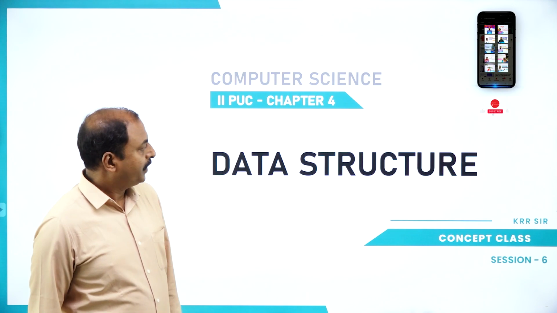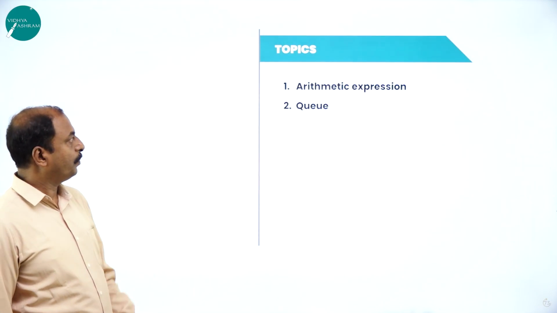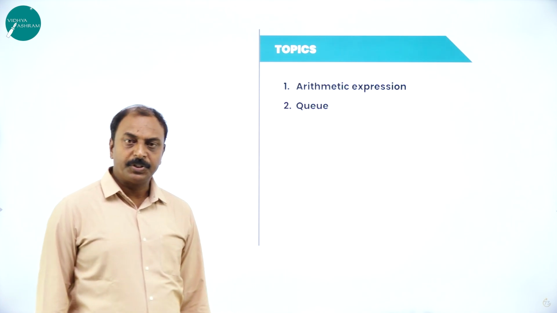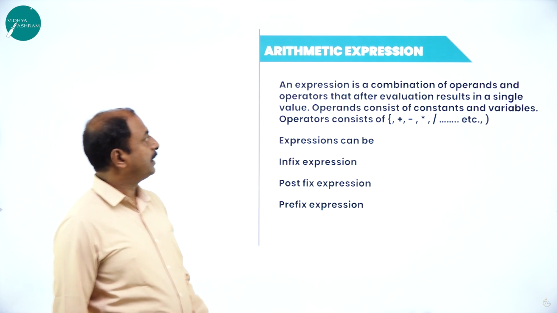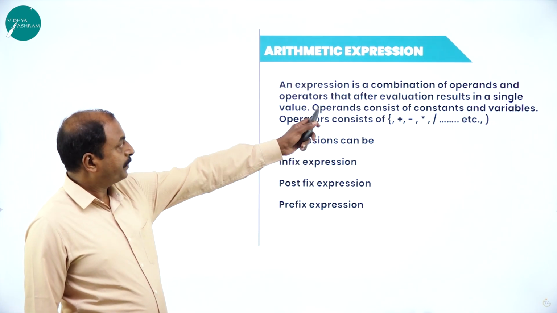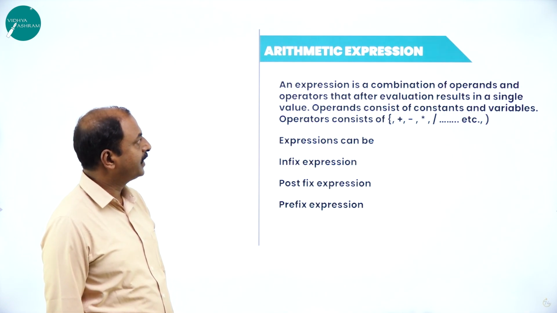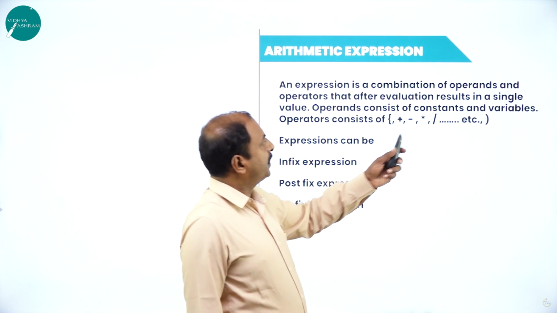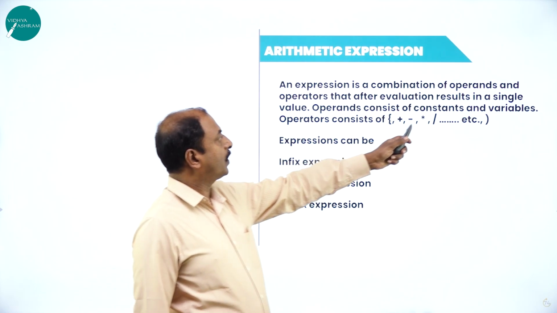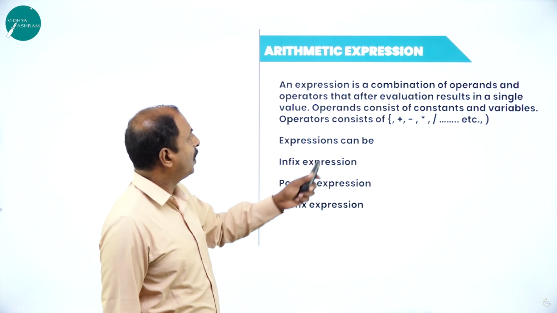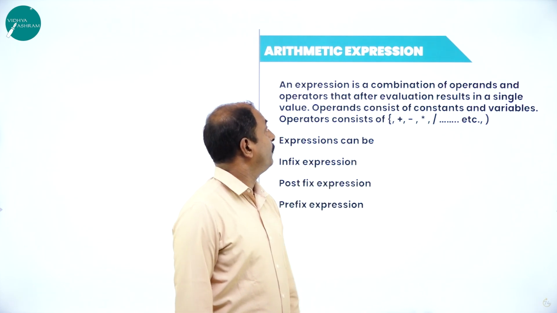Students, today let us start our session with the topics arithmetic expression and queue. Now let us see what is arithmetic expression. Arithmetic expression is a combination of operands and operators that after evaluation results in a single value. Operands consist of constants and variables. Operators consist of plus, minus, star, etc.